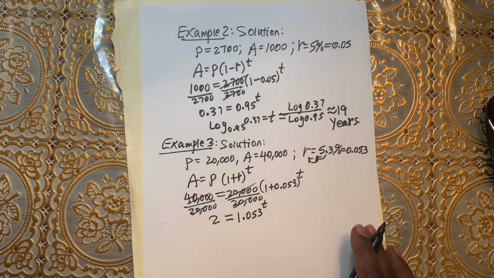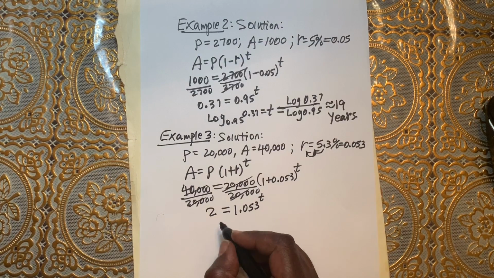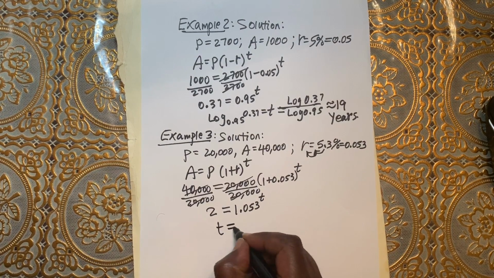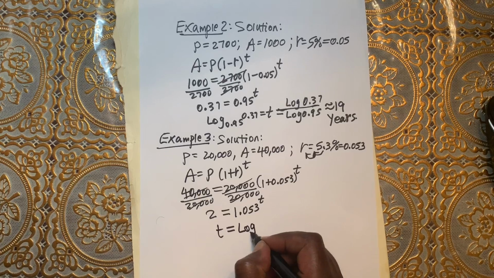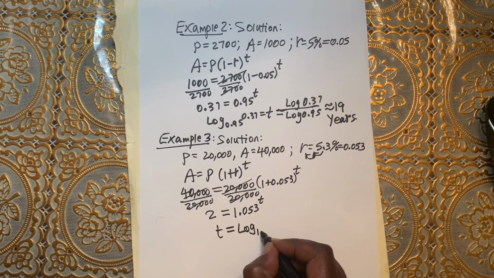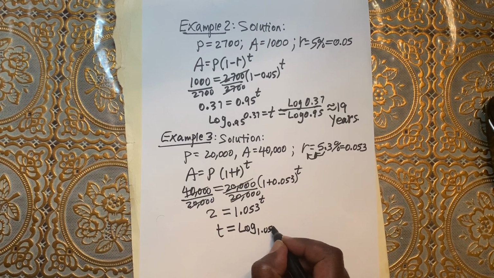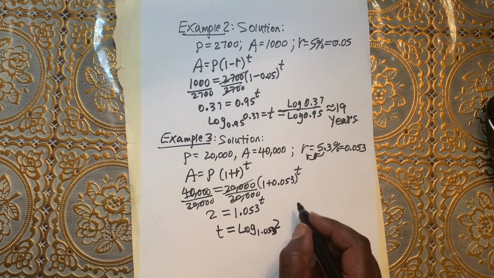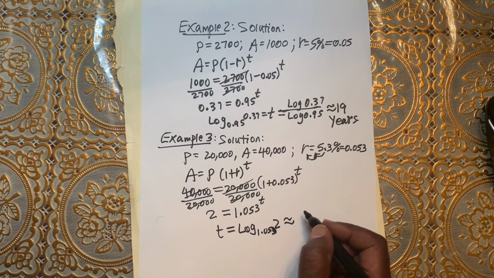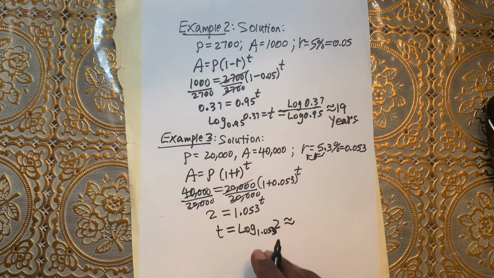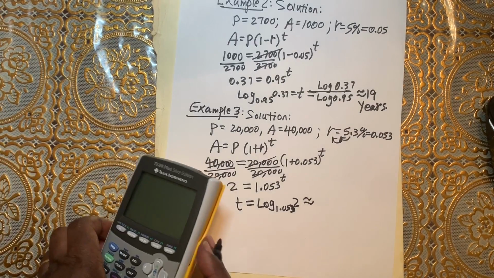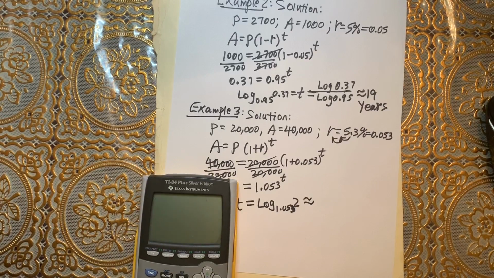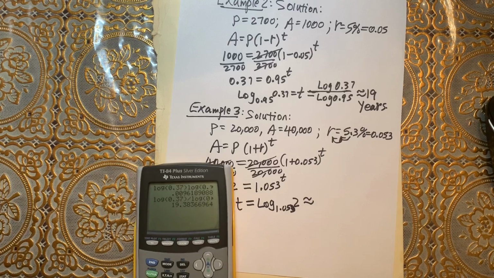So what we are doing is changing this to a logarithm. T would be log base 1.053 of 2, and I'm approximating this by dividing log of 2 by log of 1.05. That is how it works.